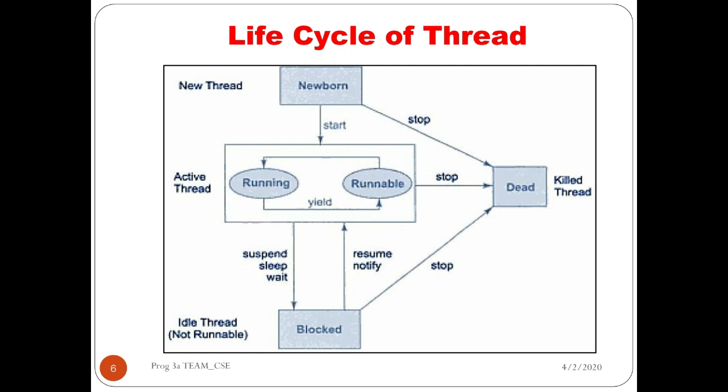So you can observe that the dead state indicates that the thread is not active or is dead and cannot be used further. The dead state can be reached from the newborn state, or from the active thread, or from the blocked state, where the thread is going to be killed. These are the different events you can understand here: start, stop, resume, notify, suspend, sleep, wait. Because of these events, the thread will change its state. So this is the life cycle of the thread.